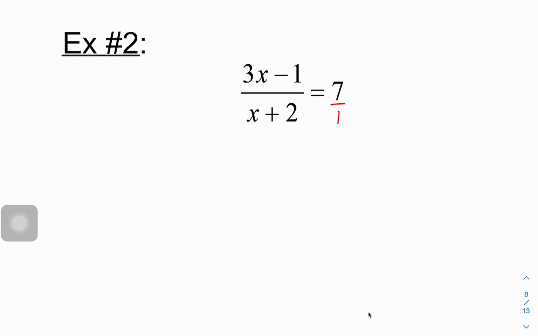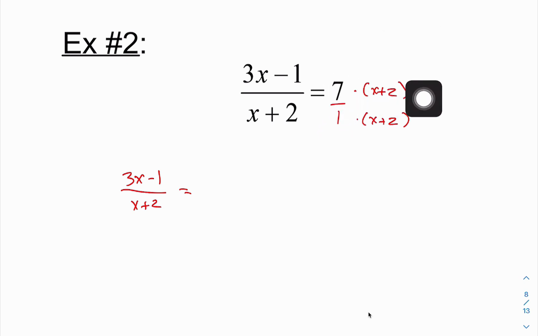And therefore, let's get a common denominator. We've already got the x plus 2 on the left-hand side, which means on the right-hand side, I need to multiply by x plus 2. So we end up with (3x minus 1) over (x plus 2) equal to, I'm going to take this 7 right away and just distribute. You don't necessarily have to right now, but I'm going to, just to clean it up right away. So (7x plus 14) over (x plus 2).